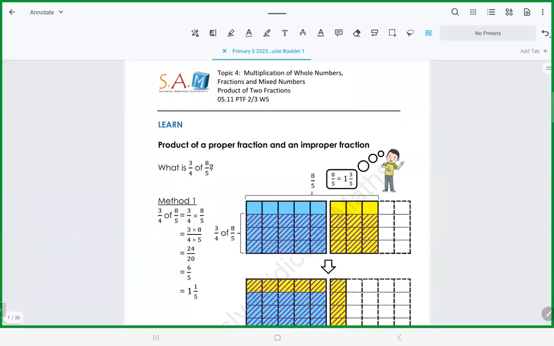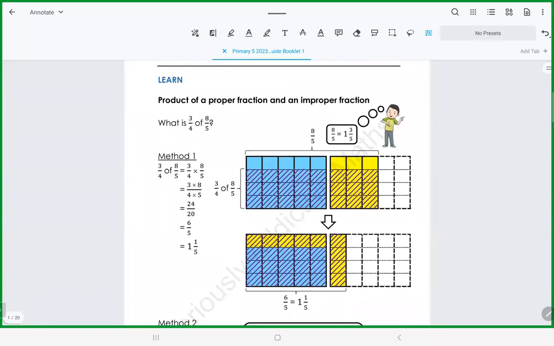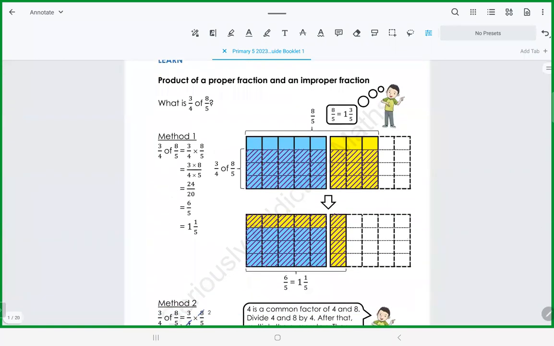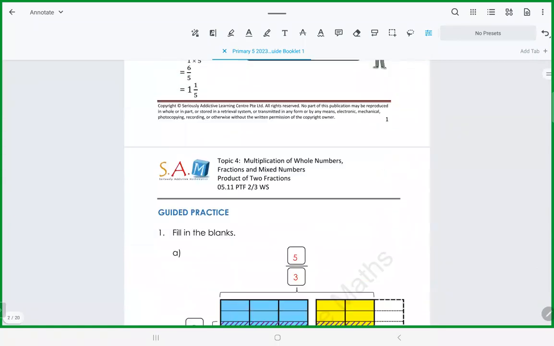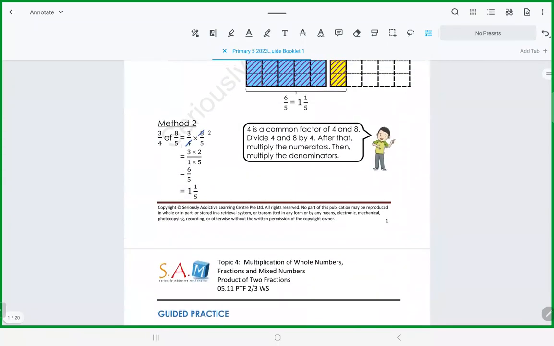The first booklet is on the product of a proper fraction and a proper fraction. Quite simply, we're teaching students to multiply a proper fraction and another proper fraction, and it's a continuation of what we did last week.